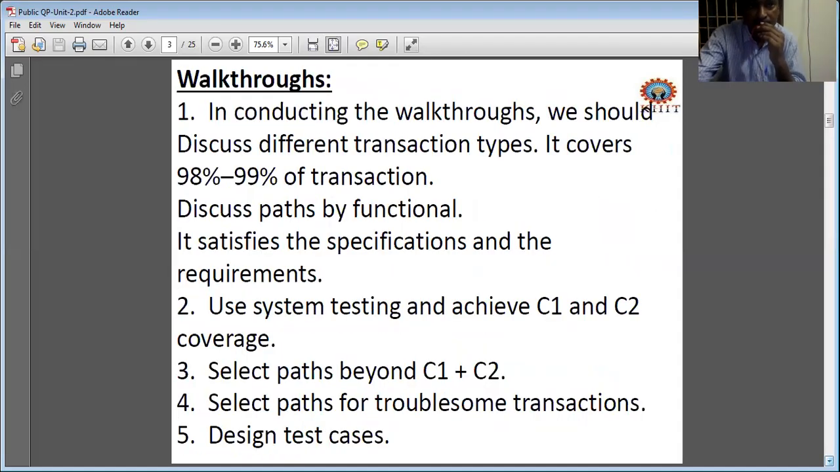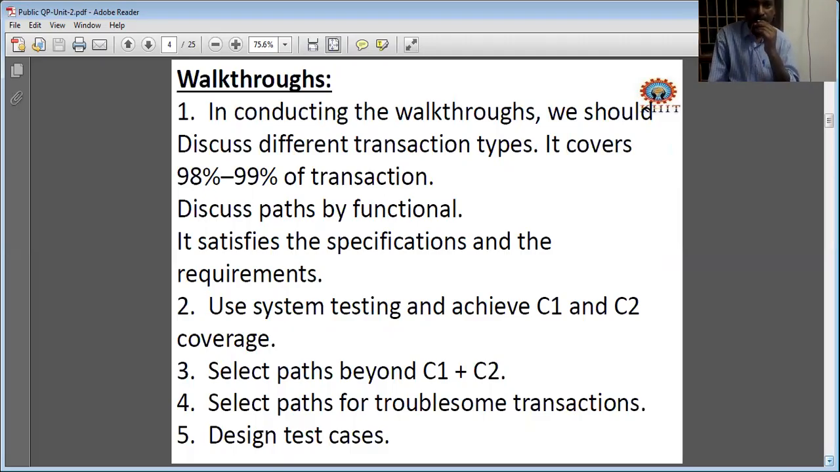Next, walkthroughs. In conducting the walkthroughs, we should discuss different transaction types. It covers 98 to 99% of transactions. Discuss paths by function. It satisfies the specifications and the requirements.